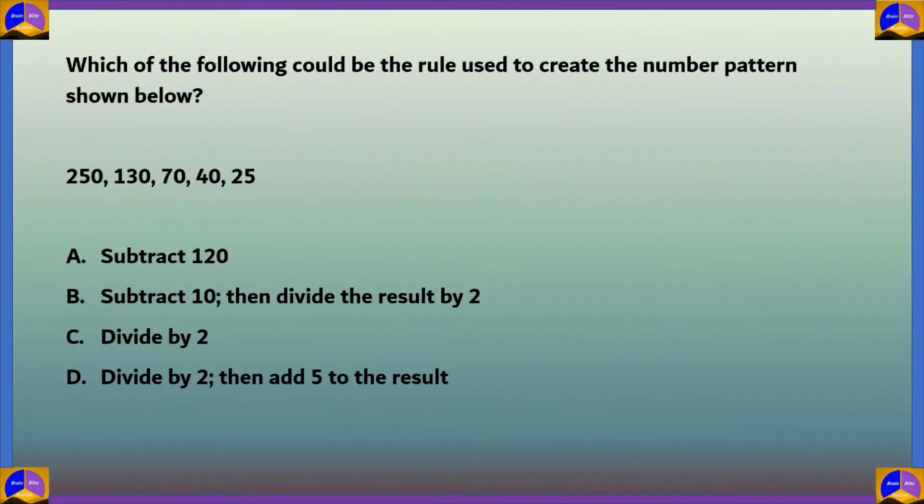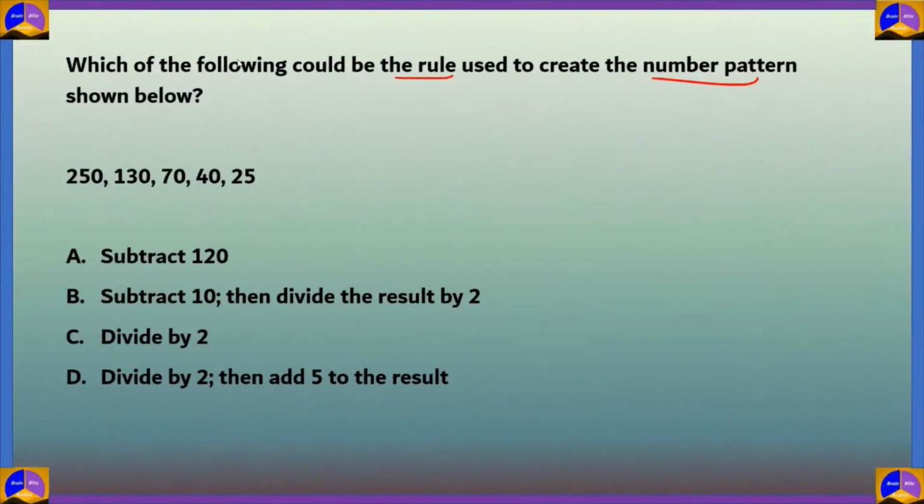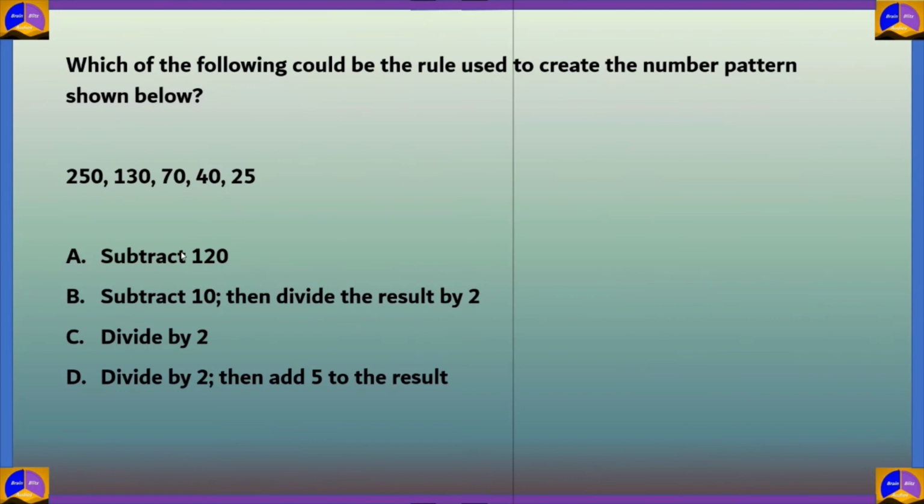Next question. Which of the following could be the rule used to create the number pattern shown below? 250, 130, 70, 40, 25. Option A, subtract 120. Option B, subtract 10, then divide the result by 2. Option C, divide by 2. Option D, divide by 2, then add 5 to the result. Now let's write down the numbers. 250, 130, 70, 40 and 25.